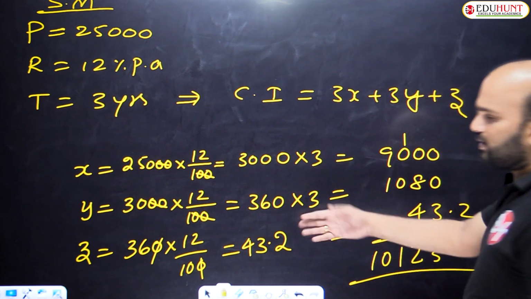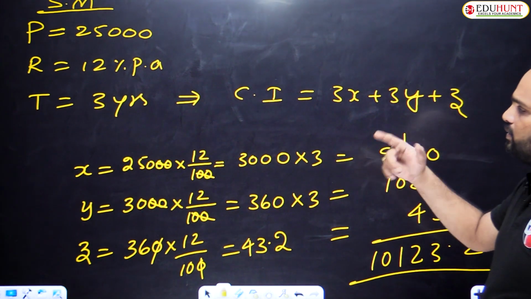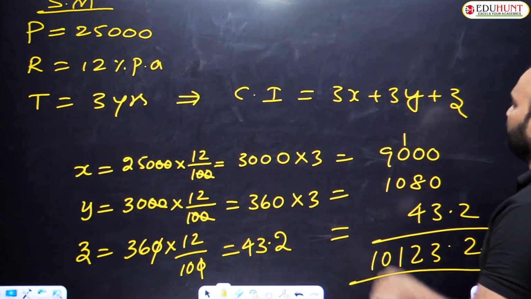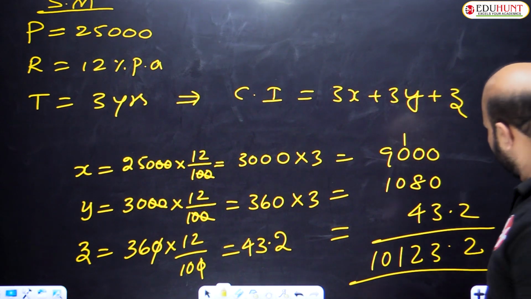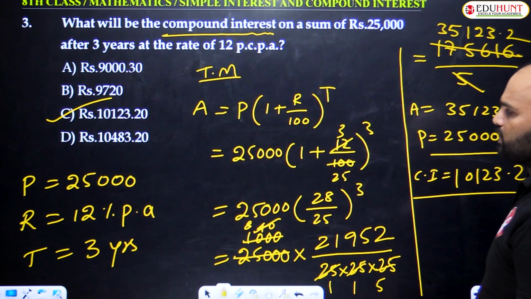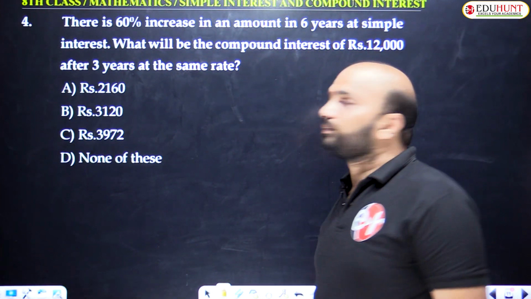Am I clear? This is easy to simplify by using the Pascal method. So if it's given 3 years, you can apply the 3 years formula. If it's given 2 years, 2 years formula, 2x plus y. So 10,123.20. Option C is right answer. Am I clear? So let's go to question number 4.